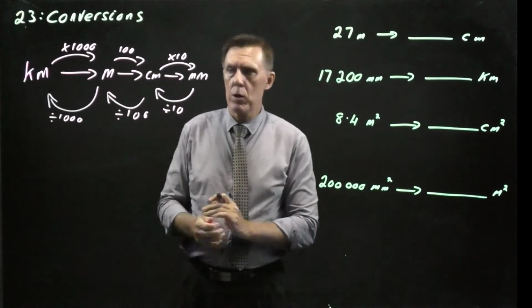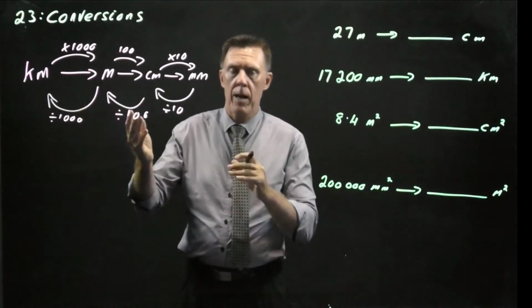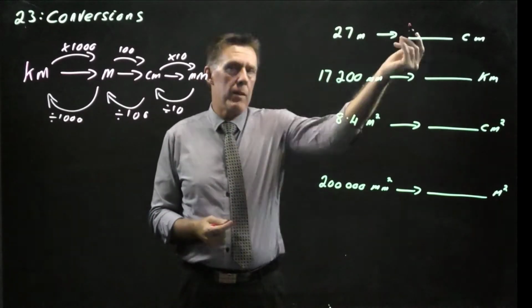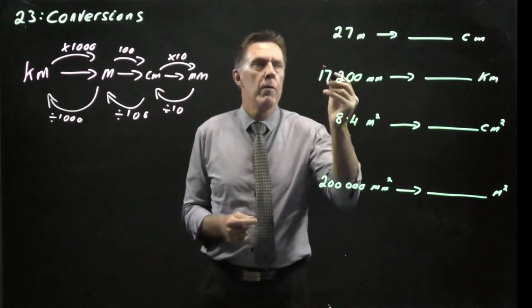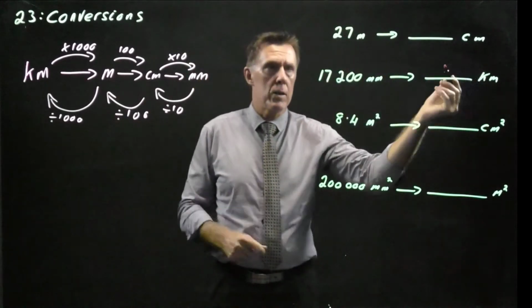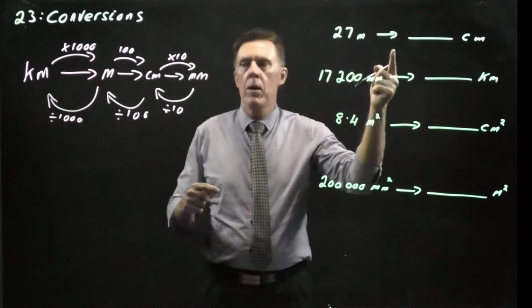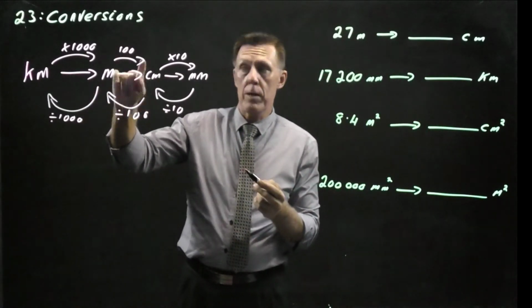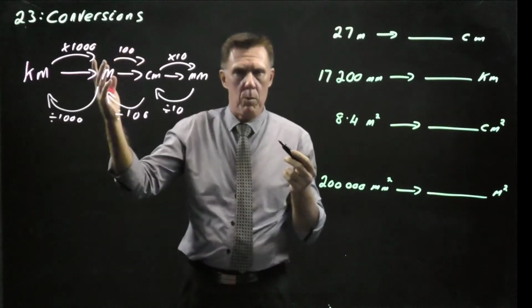The way I remember it is you look at what the name's doing and the number does the opposite. What does that mean? Let's have a look at some of these questions up here. For example, 27 meters converted into centimeters. I look at the name. Well, meters and centimeters, so straight away I know my conversion factor is going to be 100. So I multiply or divide.